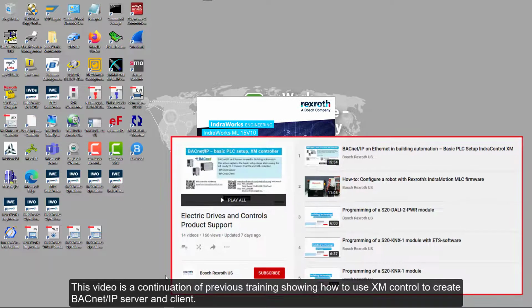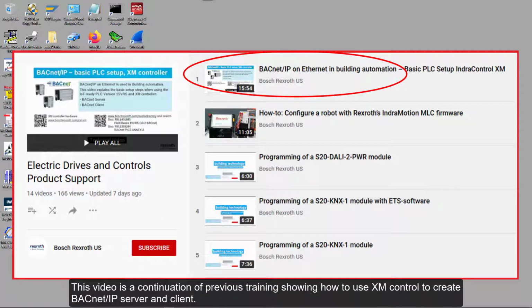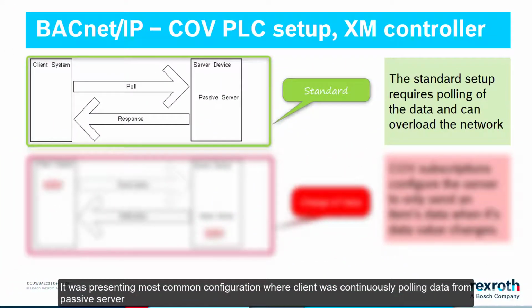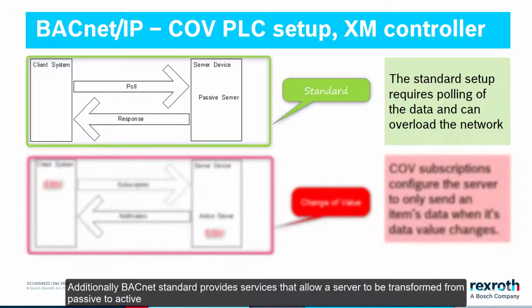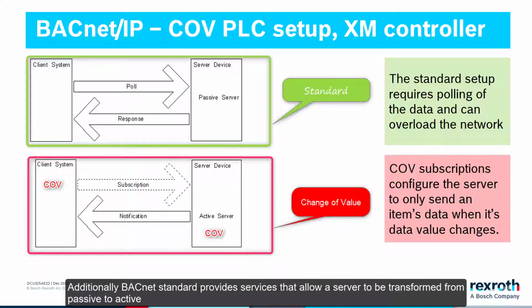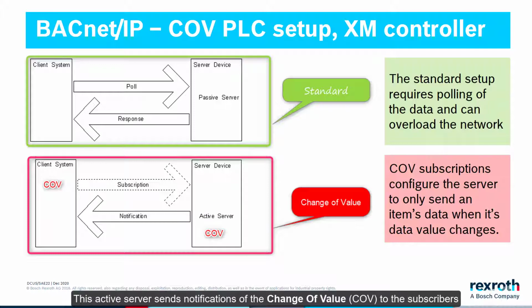Hello, this video is a continuation of previous training showing how to use IndraControl to create a BACnet IP server and client. It presented the most common configuration, where the client was continuously polling data from a passive server. Additionally, the BACnet standard provides services that allow a server to be transformed from passive to active. This active server sends notifications of change of value to the subscribers.